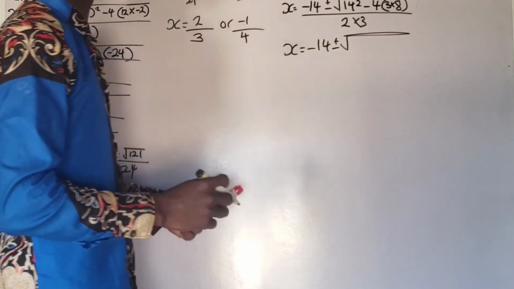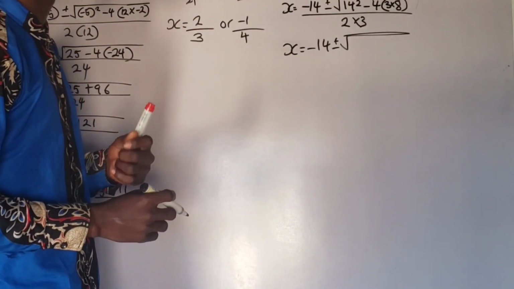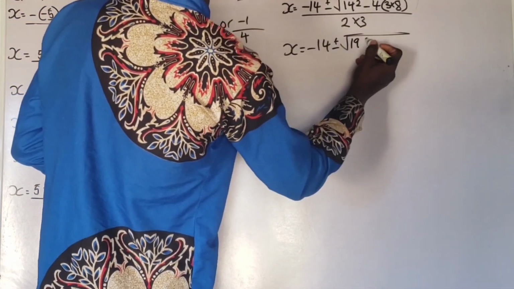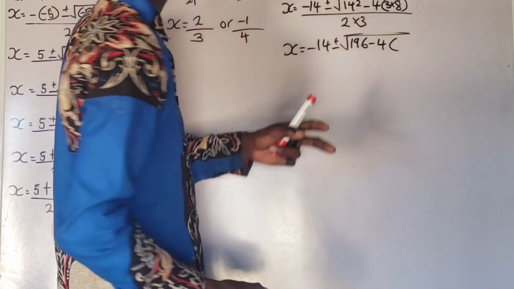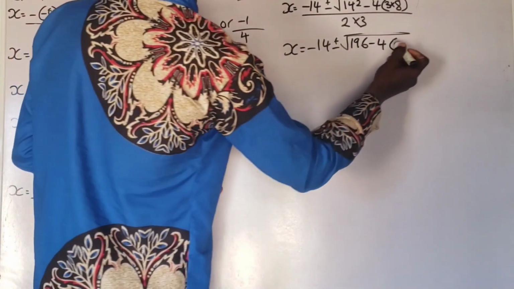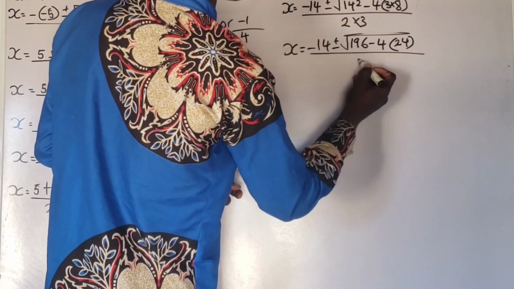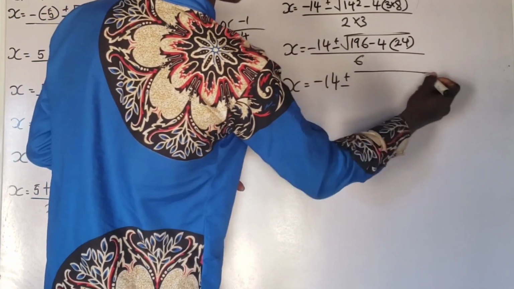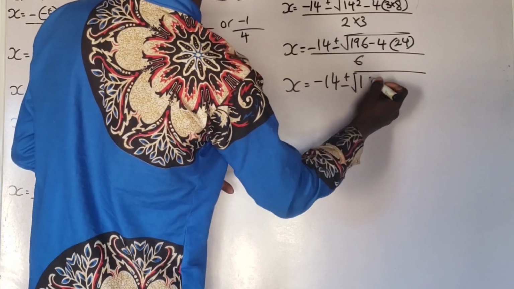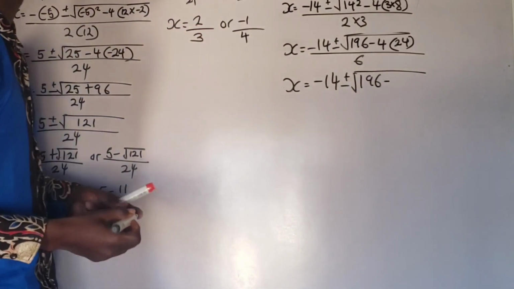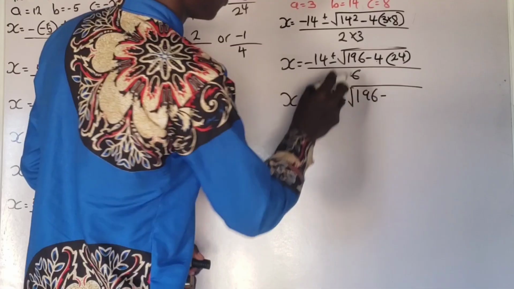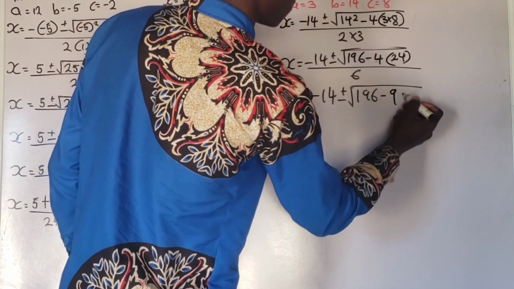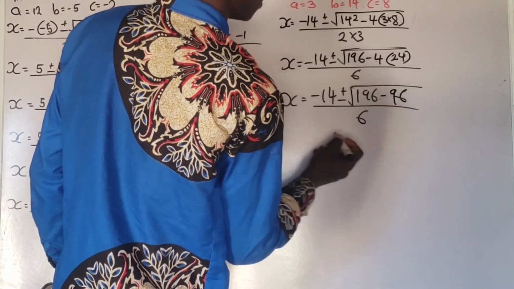Now, take the square of 14. 14 squared is 14 times 14. That will be 196. So I'm going to have this 196 minus 4 times 8 multiplied by 3. That is 24. So I'm going to have 4 times 24, all over 6. For this, I'm going to have x equals negative 14 plus or minus the square root of 196 minus 4 multiplied by 24. 4 multiplied by 24 is 96. So I'm going to have this over 6.